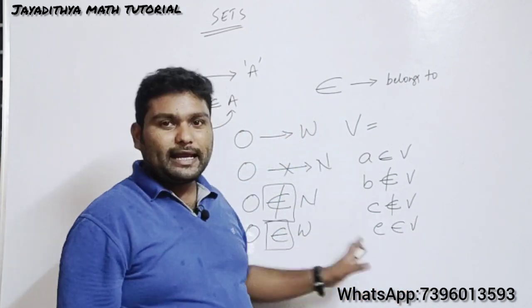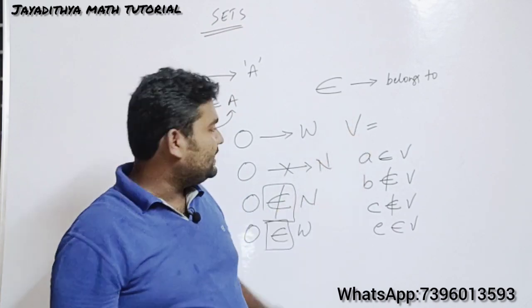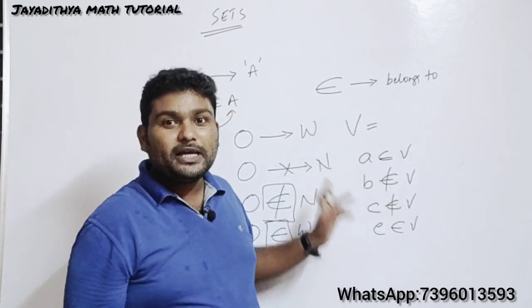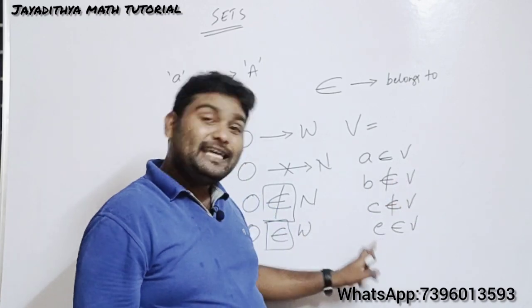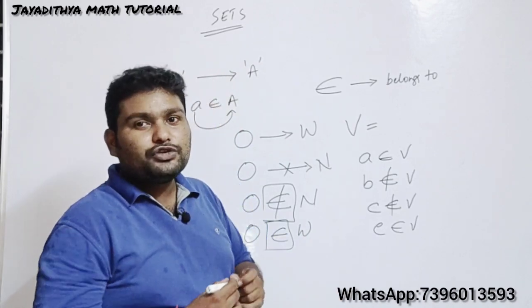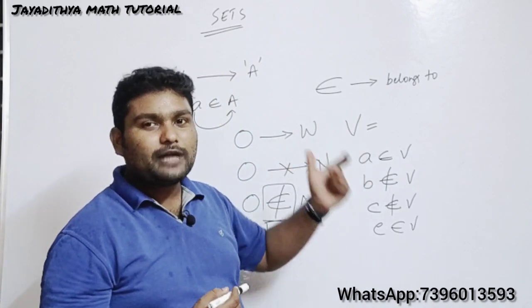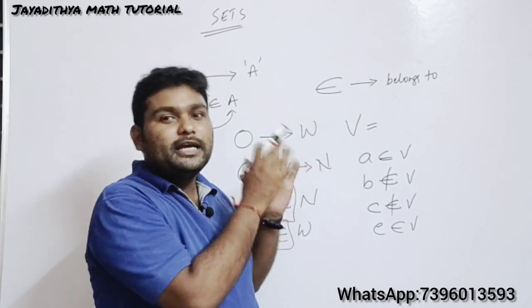So just by looking at the condition. What is the condition here? V is the set of vowels I am taking here. So I can say that A belongs to set V, B doesn't belong to set V, C doesn't belong to set V, E again is belonging to set V. So you should understand that. Whenever you see a condition, you should understand which elements come into that condition and which elements do not come into that condition.